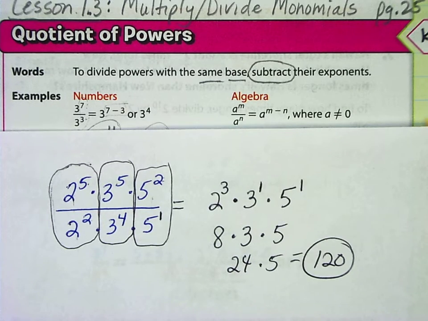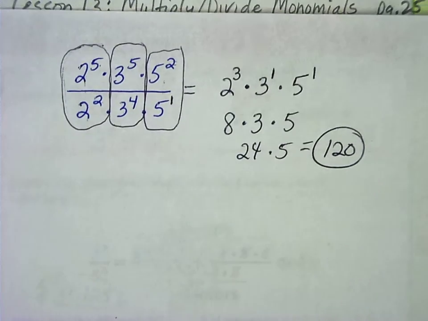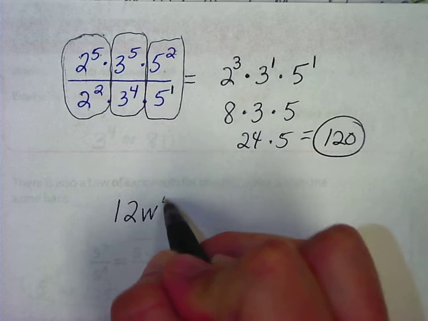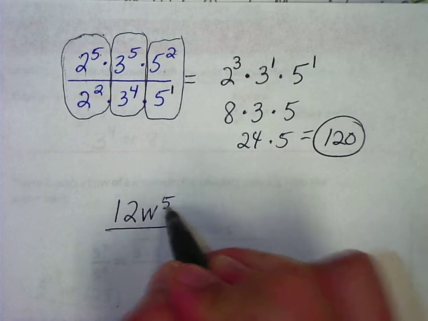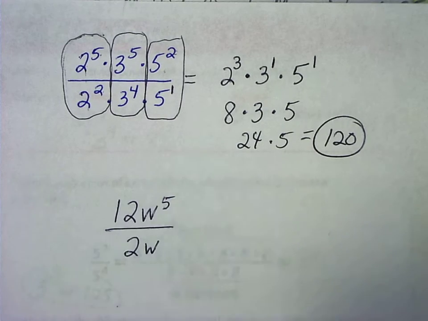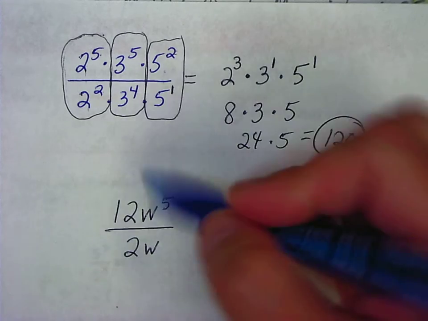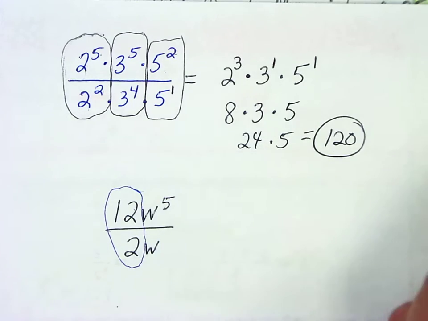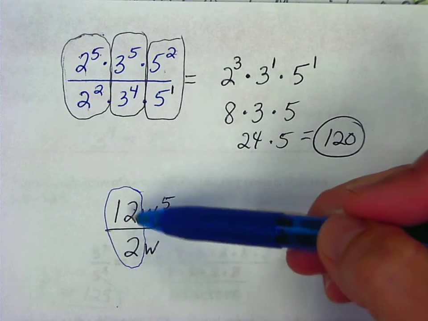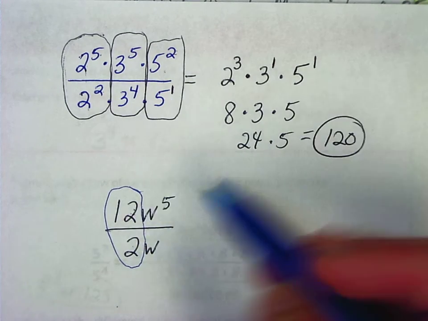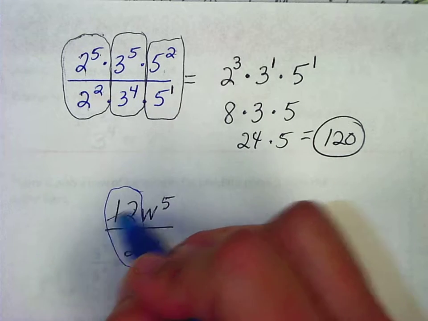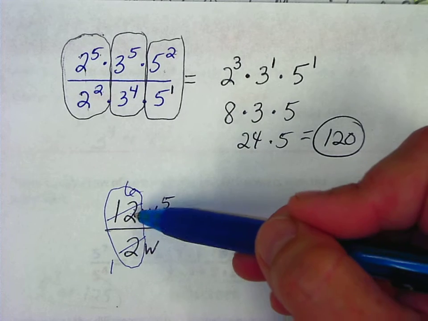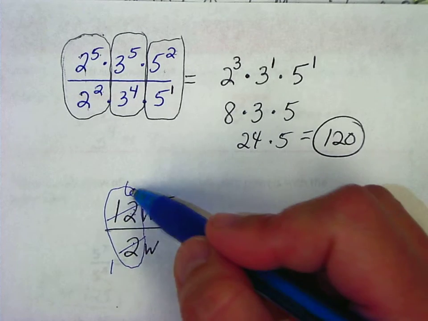Now let's try one where maybe some of the bases are not the same. One more. Let's try 12w to the 5th divided by 2w. So let's take a look at the 12 divided by 2. These two bases are not the same, so I'm just going to divide those. They both have a common factor of 2, so 2 divides into 12 6 times, and 2 divides into 2 1 time, so basically 12 divided by 2 is 6. You have 6 over 1 left.